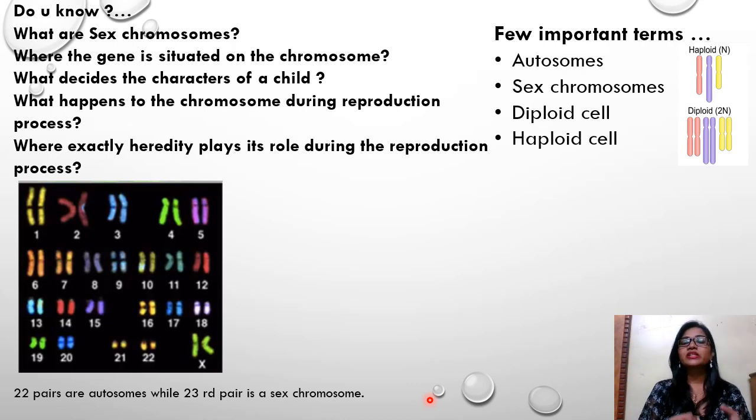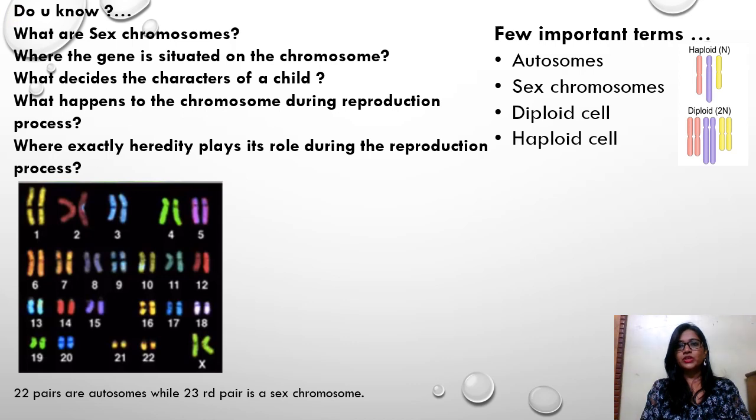Okay, so what are the sex chromosomes? Who decides which part of the chromosome determines which character or trait will be expressed in the offspring in the F1 generation? Who decides which is the dominant character and which is the recessive character? That we are going to study in detail in this slide.